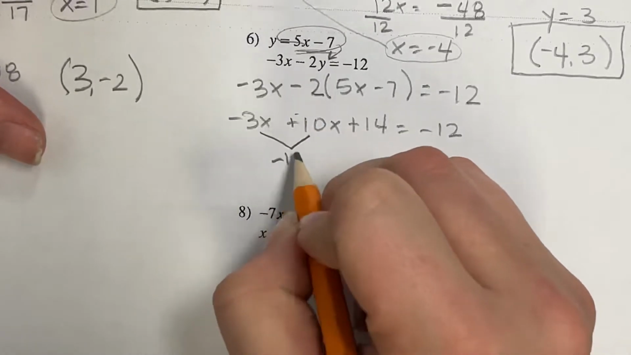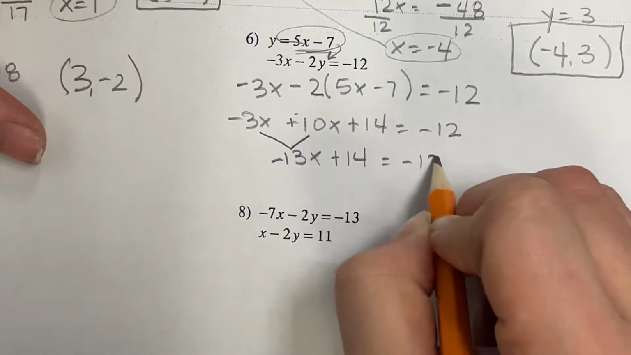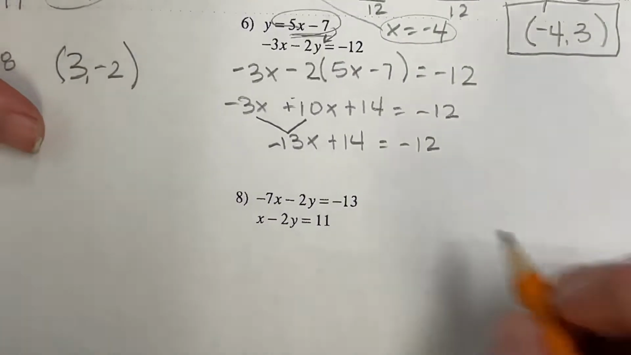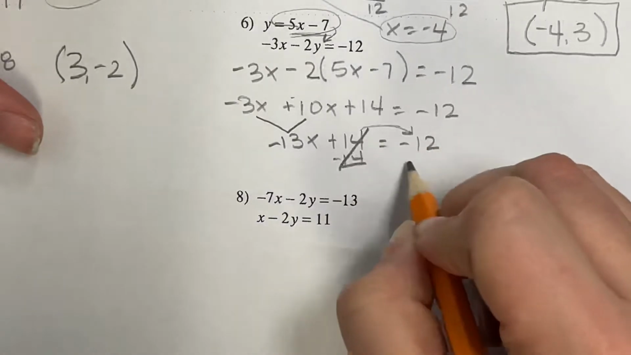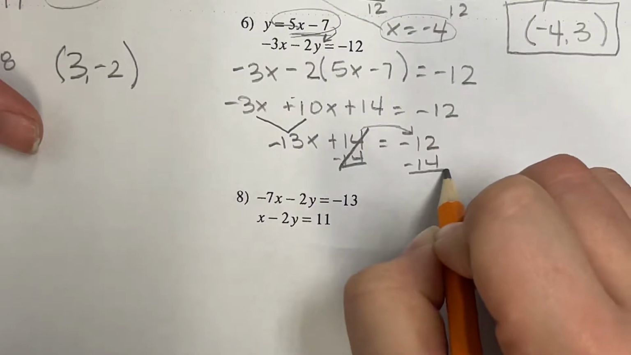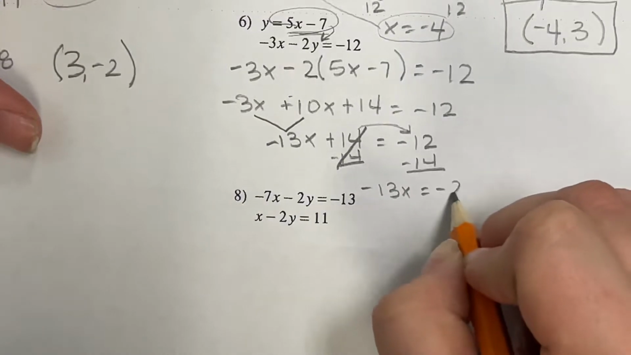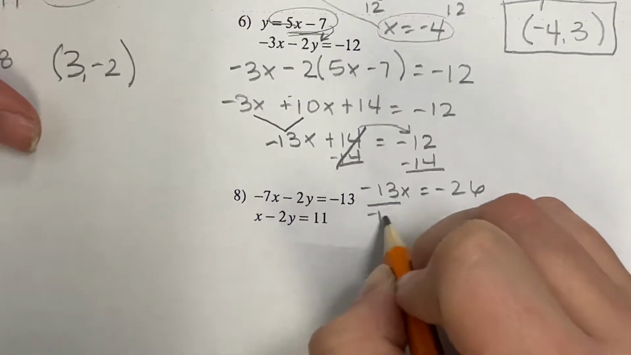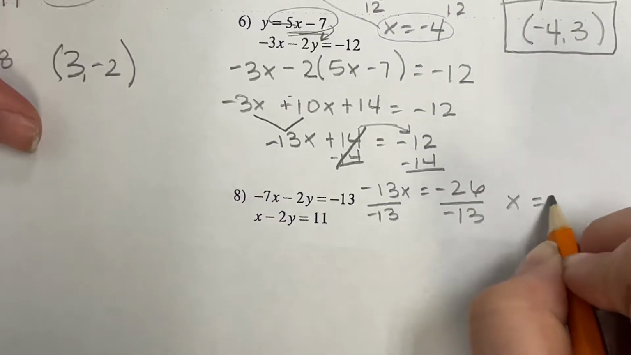Okay, combine these. So it's a negative 13x. Move that 14 over. You'll get negative 13x equals negative 26. Divide by negative 13. X equals 2.